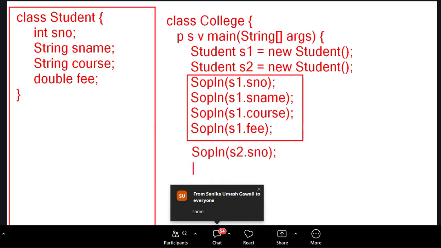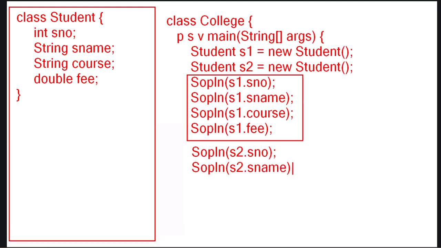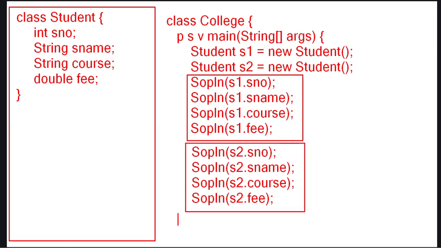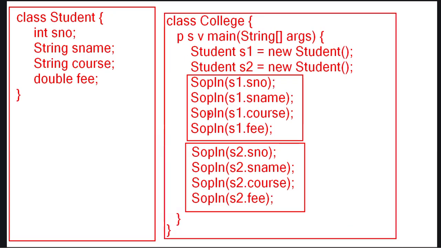System.out.println S2.snvo. System.out.println S2.sname. System.out.println S2.course. Super. Next. System.out.println S2.fee. What have you written? I have written the same code again. When you write the same code again, is there any problem? Tell me, is there any problem here? What is the problem? Code redundancy. The same code I am writing again and again.